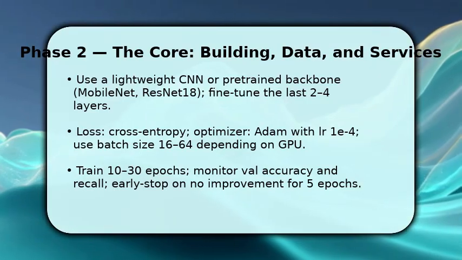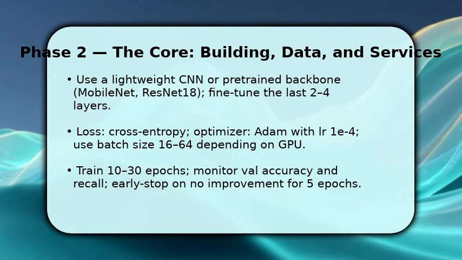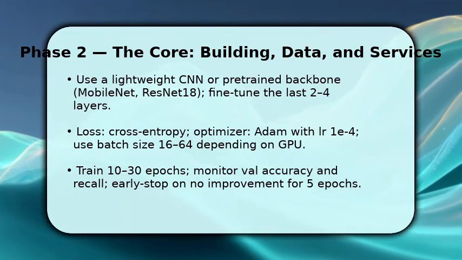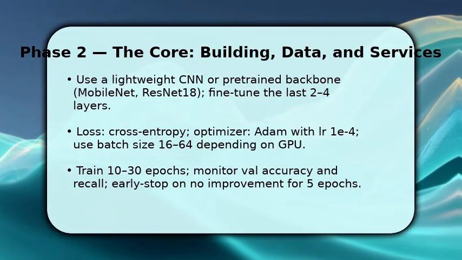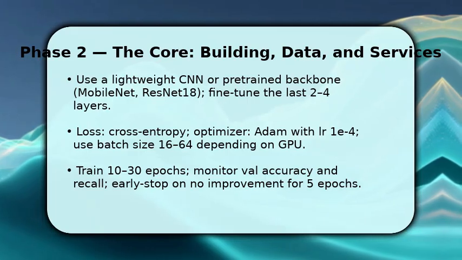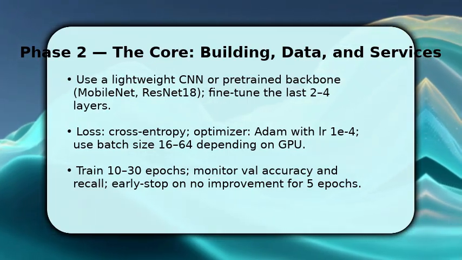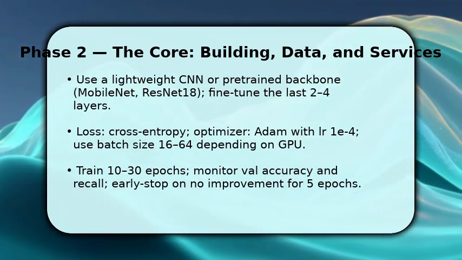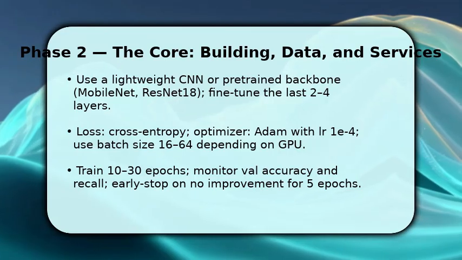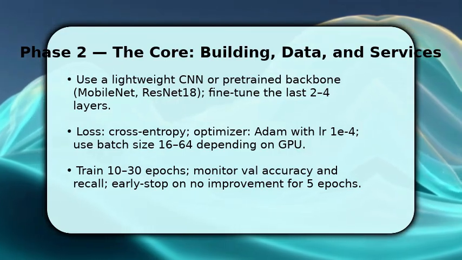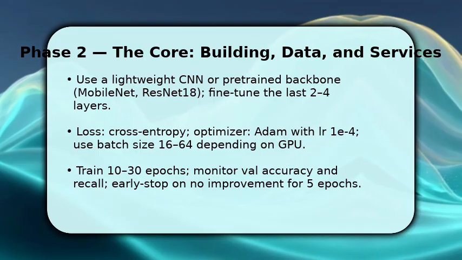Next, pick a simple backbone and fine-tune for orientation detection. You can use a pre-trained MobileNet or ResNet 18 and unfreeze the final 2 to 4 layers so the network adapts to portrait nuances. Then set cross-entropy loss and Adam optimizer with a learning rate around 1e-4. Choose batch size according to memory, 16 to 64.